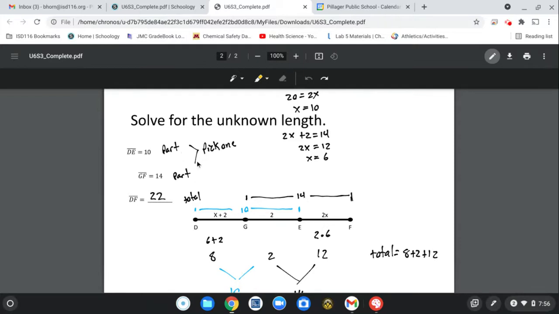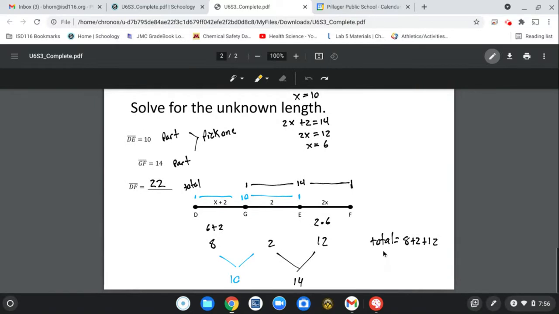You can pick either one of those parts and use it. I picked this second part, G to F. So it's 14 is equal to 2X plus 2. Solve through, get X. Then I take this X, which is 6, and plug it back in to each of these parts, add up each of my pieces, and I get a total of 22.